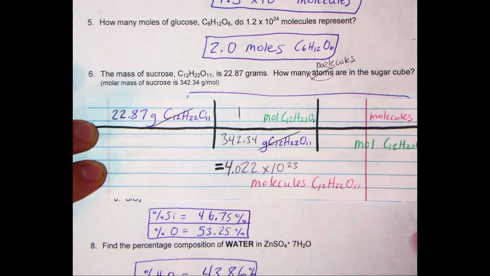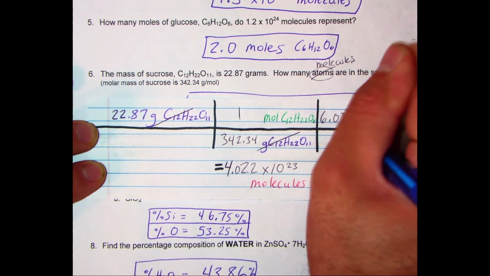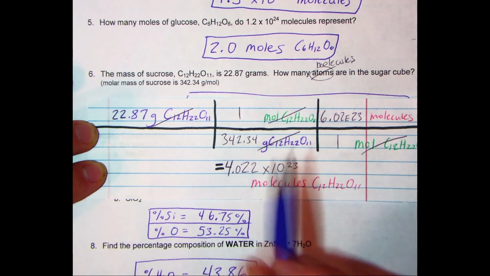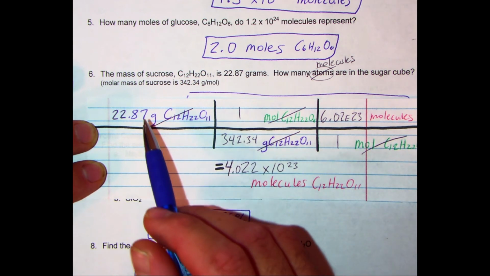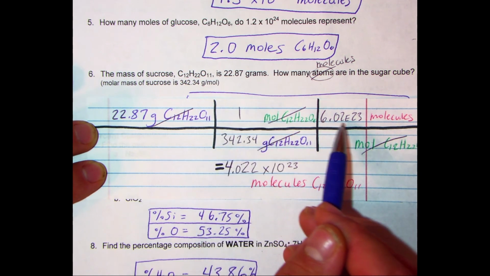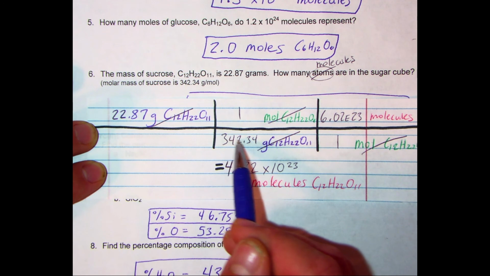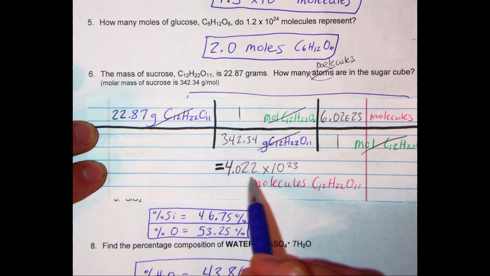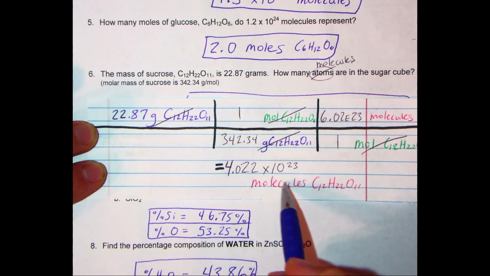So now that I'm in moles, I could take that and convert it to molecules, as long as I know a relationship that tells me how many molecules are there per mole. Well, I know that for every 1 mole, there's 6.02 times 10 to the 23rd molecules, canceling out moles and giving me the unit I want of molecules. So the math would be 22.87 times 1 times 6.02 times 10 to the 23rd divided by 342.34 divided by 1 for a total of 4.022 times 10 to the 23rd molecules.